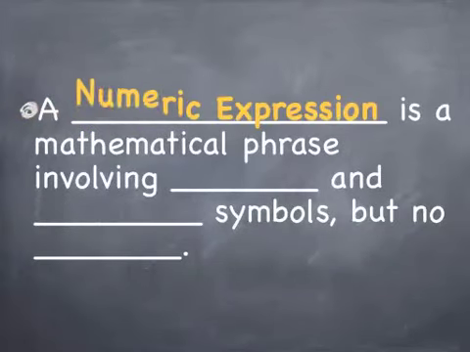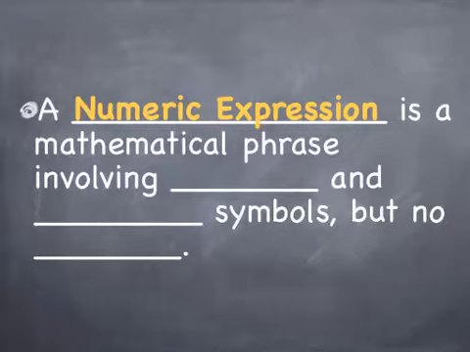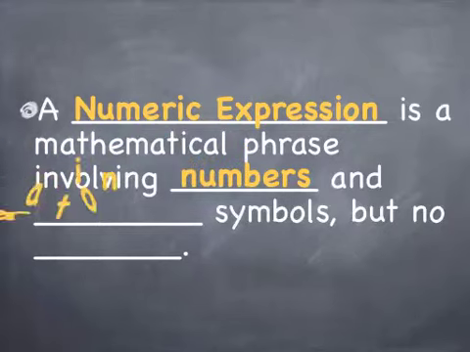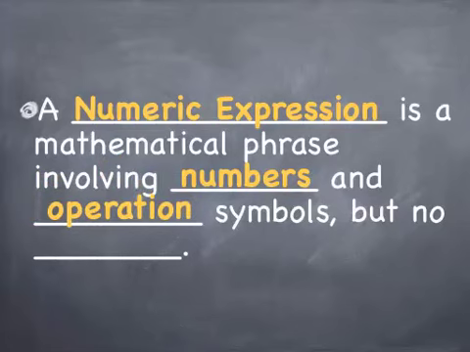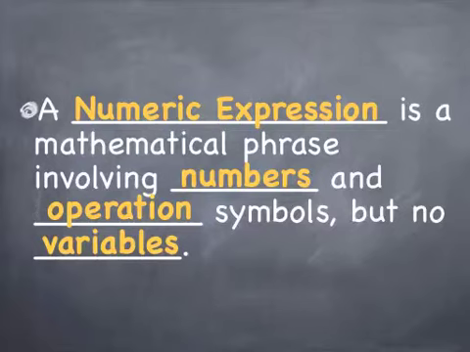A numeric expression is a mathematical phrase involving numbers and operation symbols, but no variables. So an example of a numeric expression would be 8 divided by 2. The operation is division. Our operations are addition, subtraction, multiplication, and division. But there is no variable. It's only numbers and operation symbols.